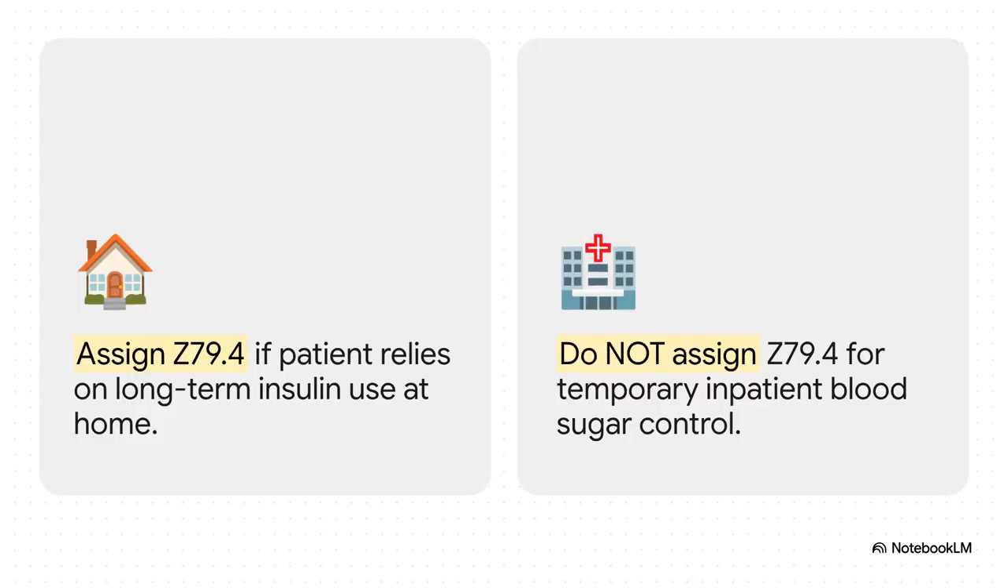And here's a massive compliance factor when it comes to insulin codes: We have Z79.4 for long-term current use of insulin and Z79.84 for oral hypoglycemics. You assign Z79.4 if the record clearly indicates the patient routinely relies on insulin at home. But, and this is a big but, you absolutely do not assign the Z code if insulin is just being given temporarily, like, say, on a sliding scale just to bring acute blood sugar levels under control during their hospital stay. You only code it for established, long-term reliance.